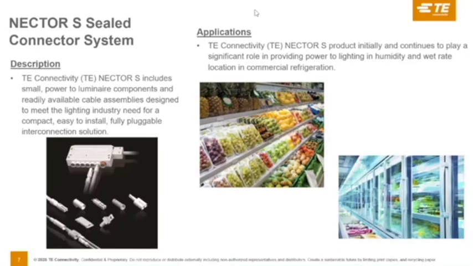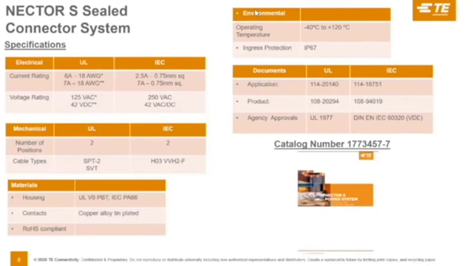Now, when you look at the product in more detail, you can see the flexibility that this product offers. It's available in both a UL version for North America applications and also IEC for European and Asian applications. The product is very conducive to the different wire types that are used in those varying regions of the world, whether we're carrying 6 or 7 amps at 125 volts or 42 volt DC, or in Europe we're carrying 250 volts AC or 42 volt DC. We have a product that meets that application.